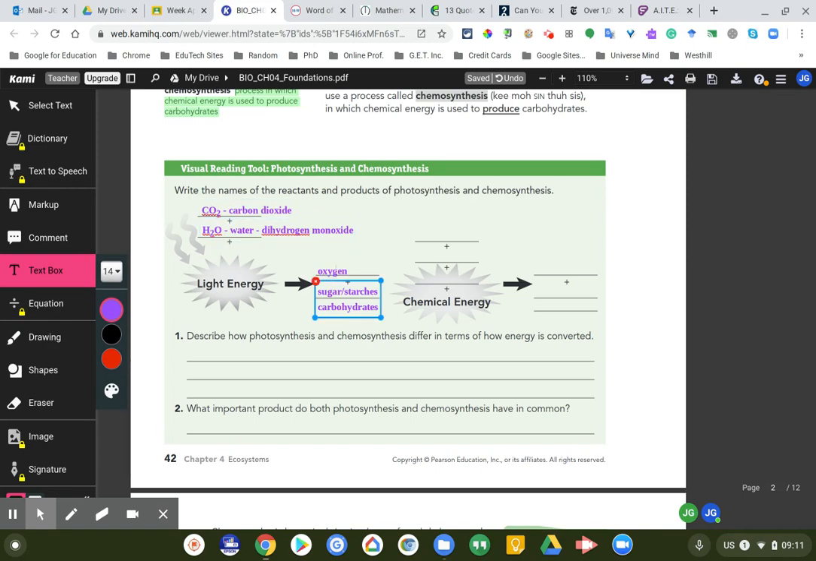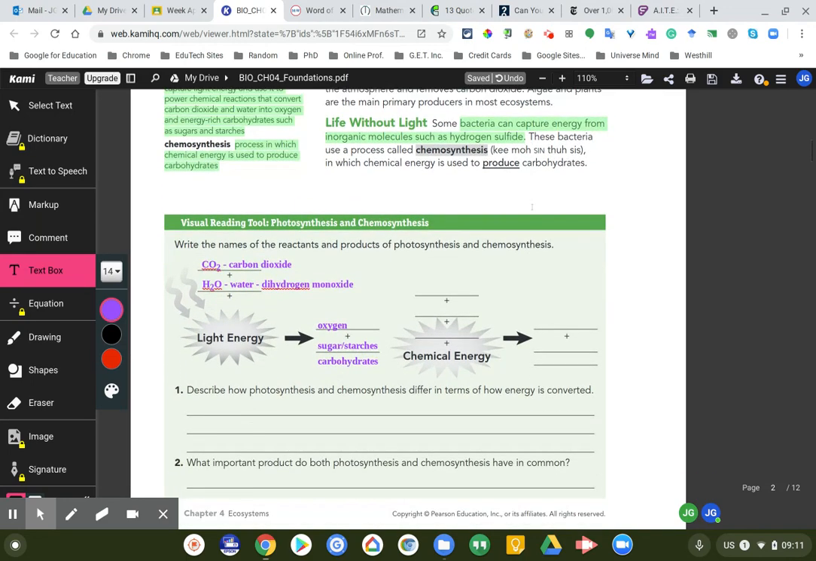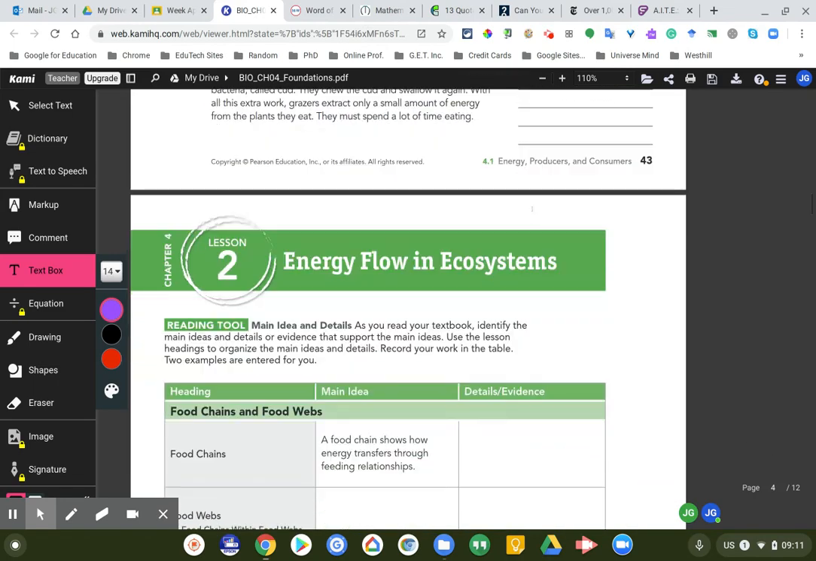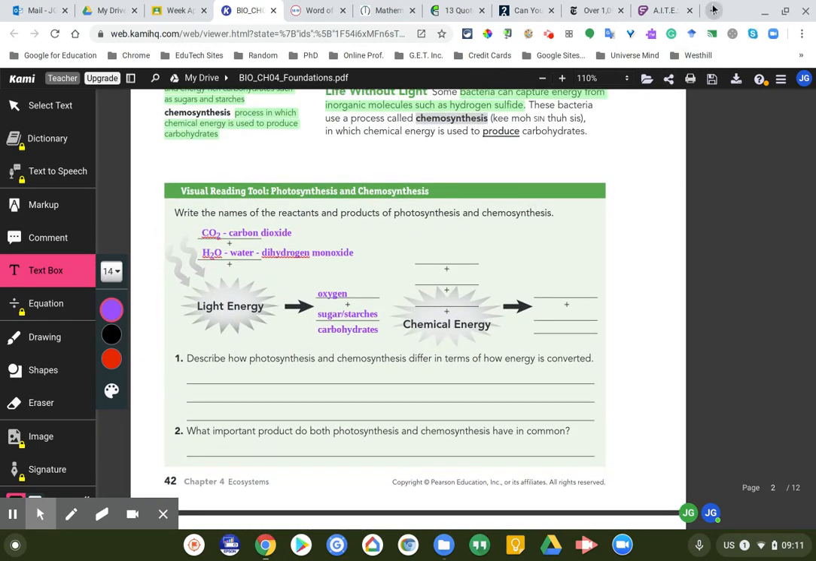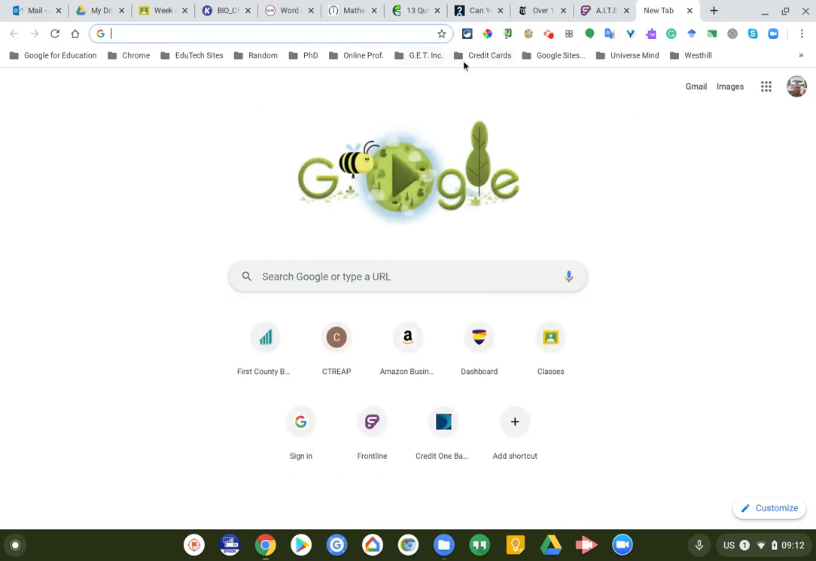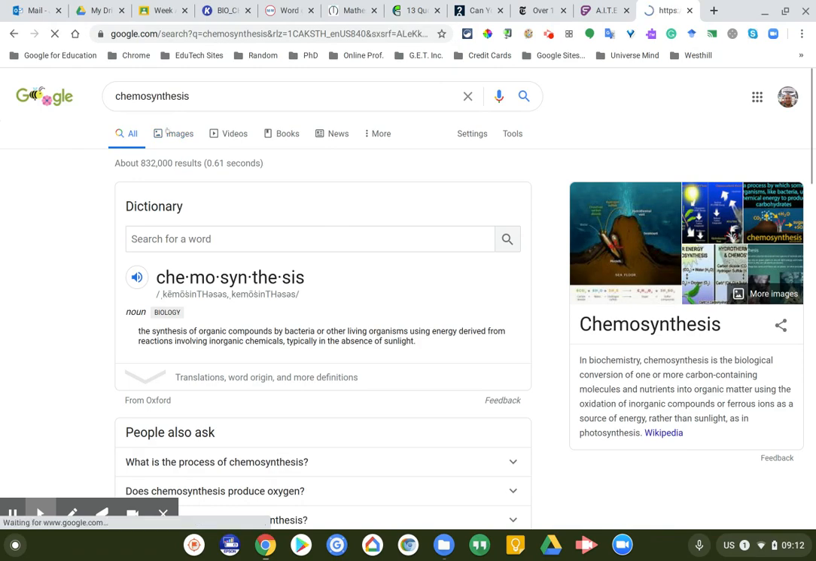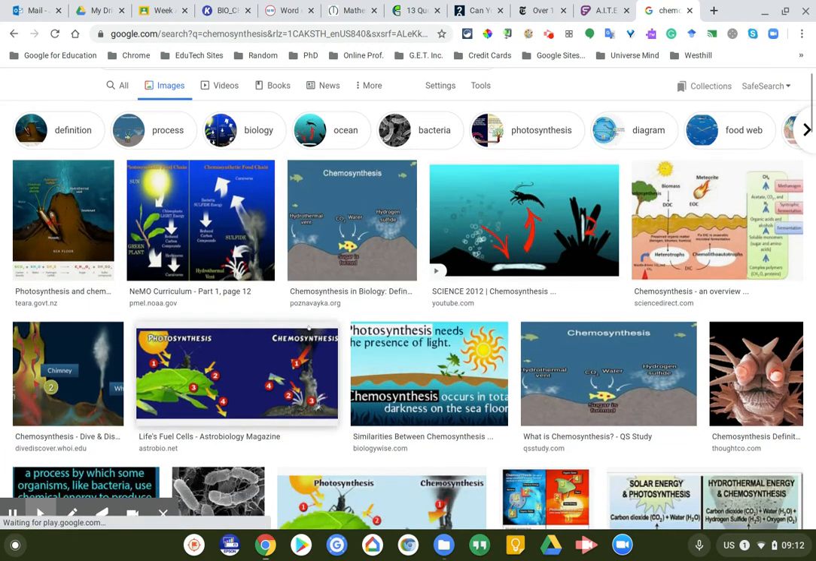Photosynthesis is basically this whole thing here, over on the side. We're going to switch over to chemosynthesis. I actually had to look up chemosynthesis. I know that Miss Paulini says Google can be not our friend, but I did have to look it up, so I'm going to do that with you right now. I'm going to look at some images for it because I think those are most helpful.